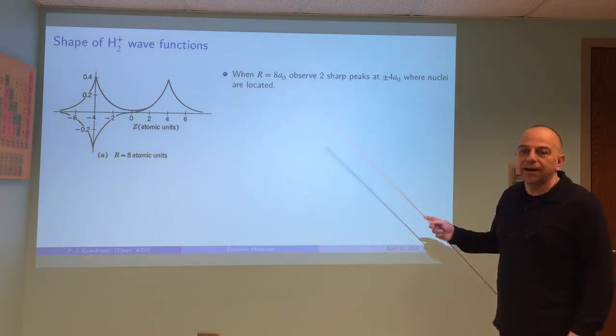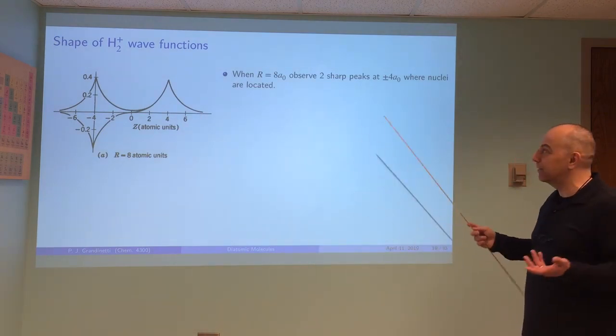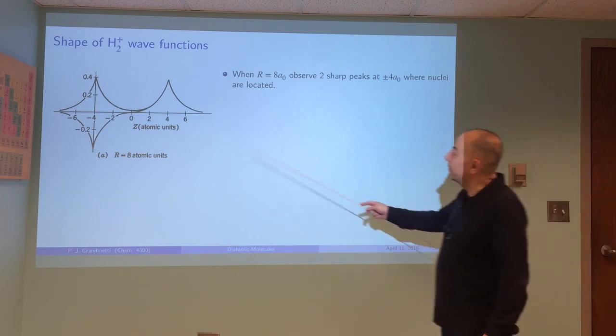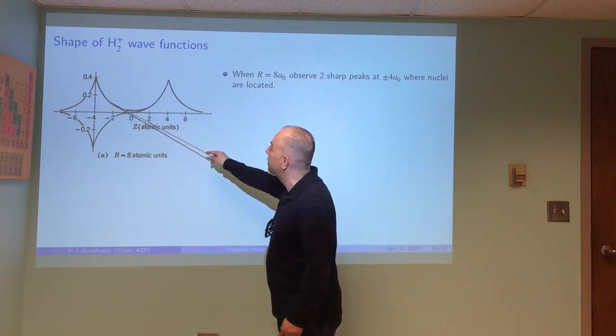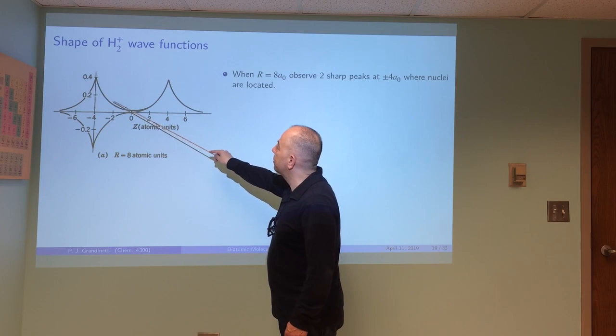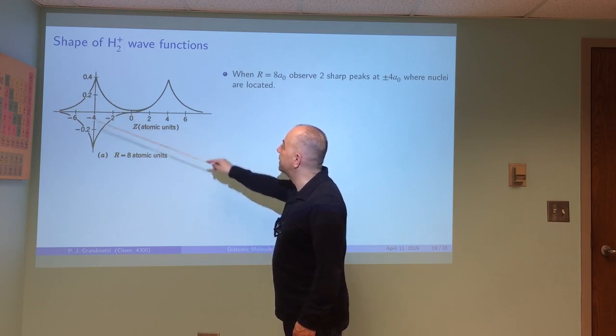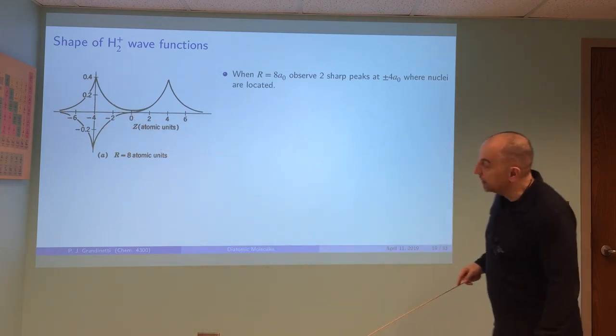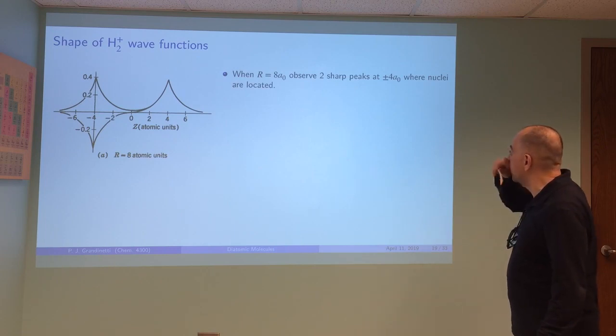Doesn't mean that they're occupied, right? I can calculate the shape of a wave function, whether the electron's in it or not, and that's what we have here. So we have the two wave functions. This is the low energy state. That's the excited energy state, the two lowest ones there.